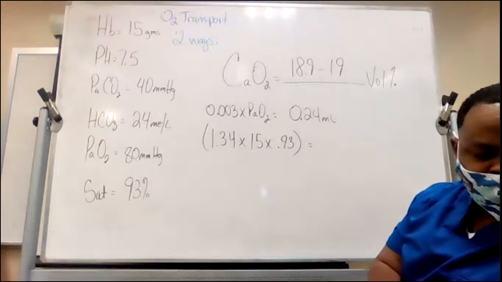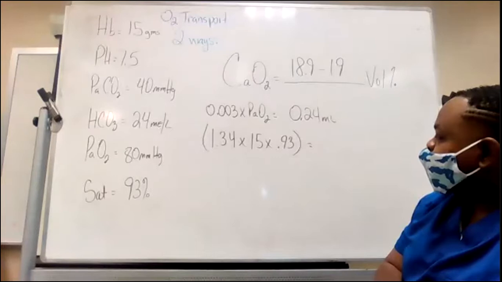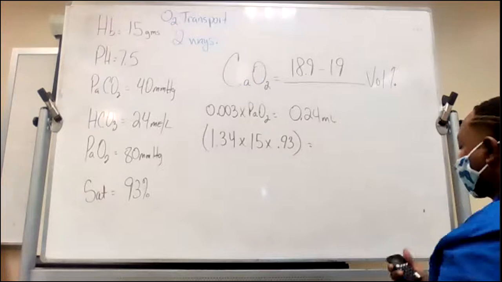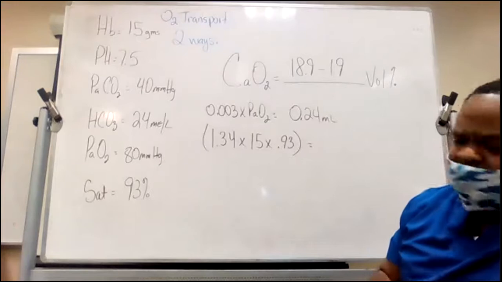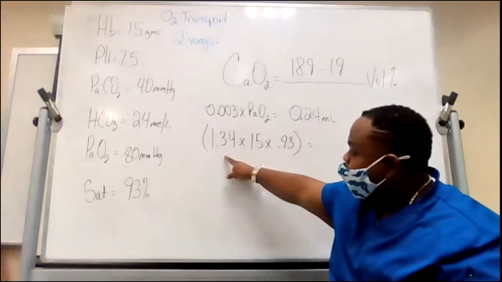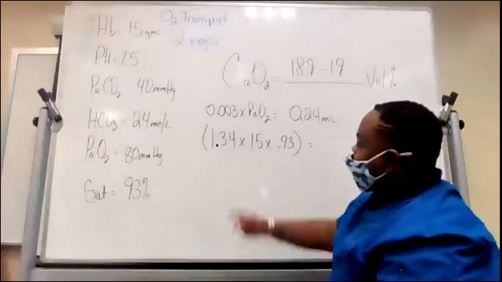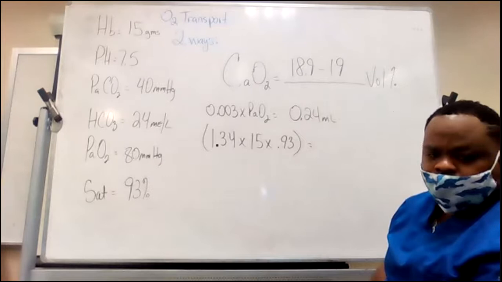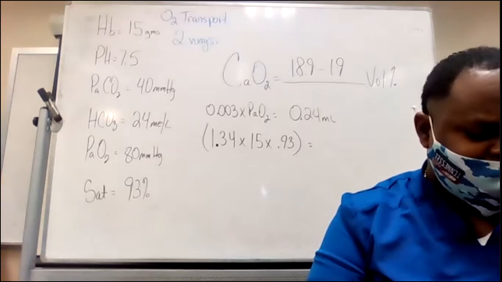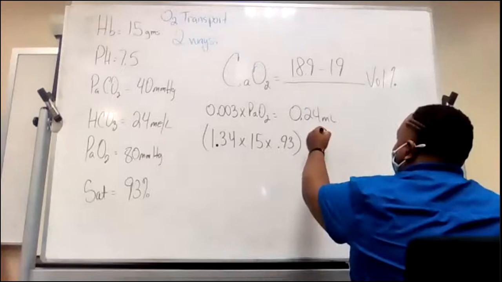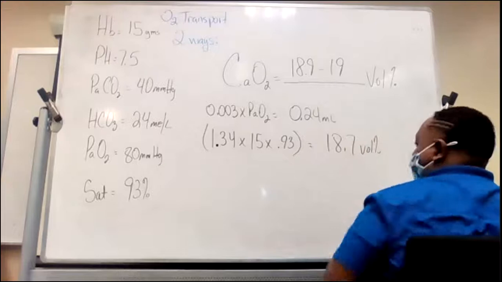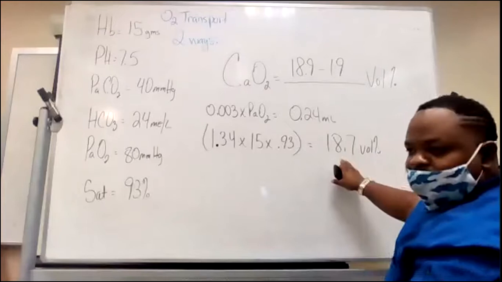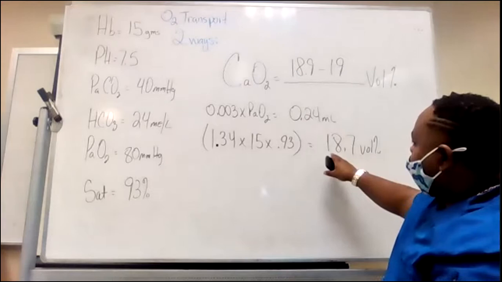Times 15 times 0.93. I'm still getting 18.69. Oh, yeah, 18.7. I'm sorry. 18.7, right? Volumes percent. I was looking at the wrong thing. So that's right. 18.7. Good. Now, when I add this and this, what do you get? I put an extra number in there. I got 18.94, so 19. There you go.